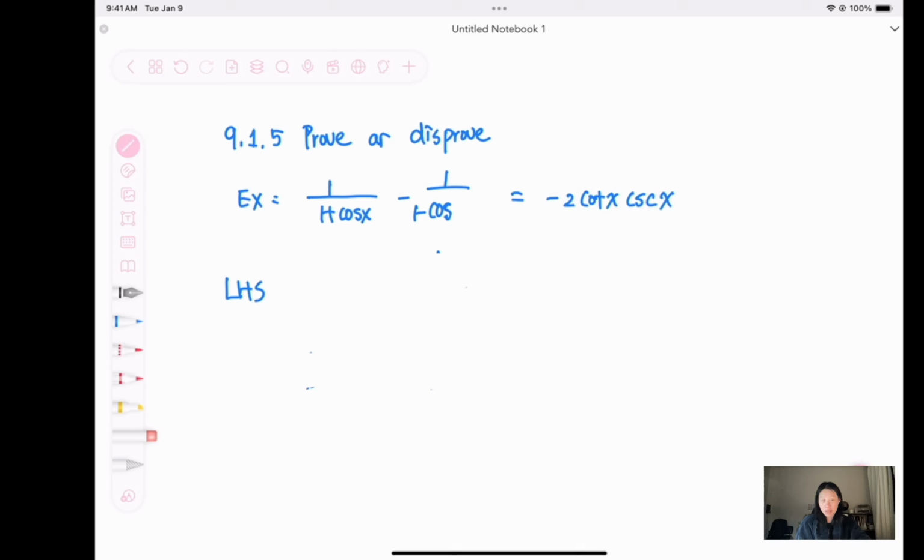In this section, we're trying to prove and disprove. Most of the time, we're trying to prove it. If it doesn't work out, then we can say disprove. Here's one example.